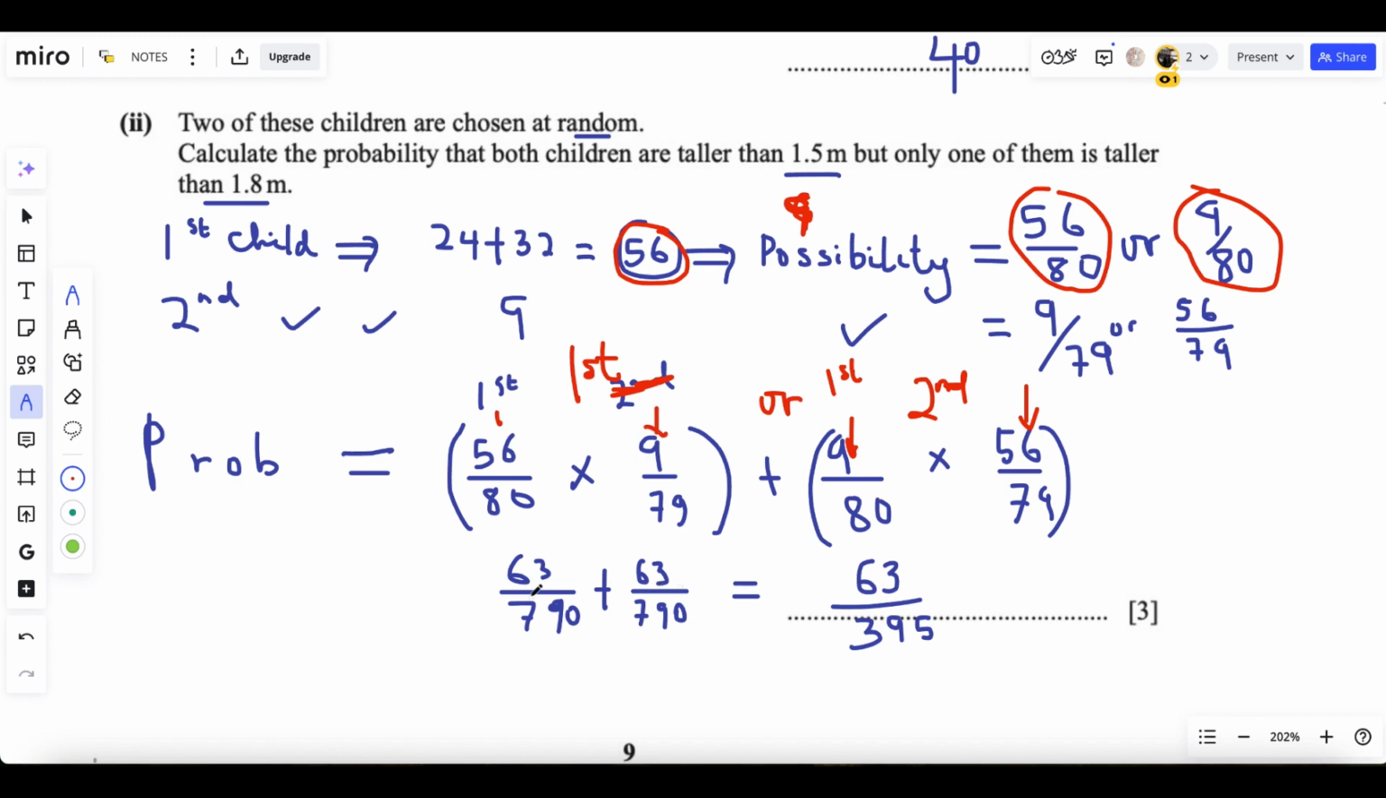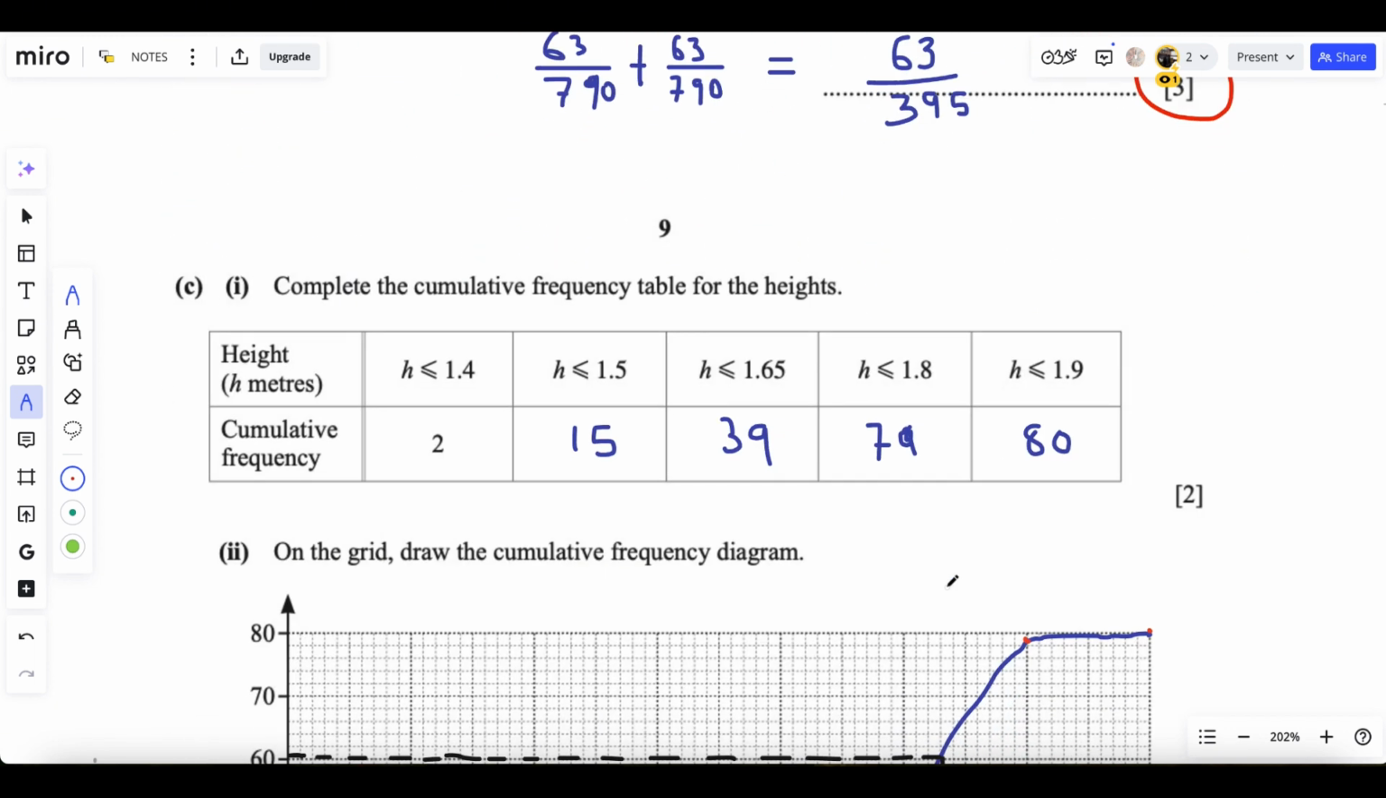So if you put that together, you get 63. If you do this probability in brackets, you get 63 over 790, plus the same for this one, 63 over 790. Adding them together, you get 63 over 395. You get 3 marks for being able to do this probability. Now we move on to the next question.